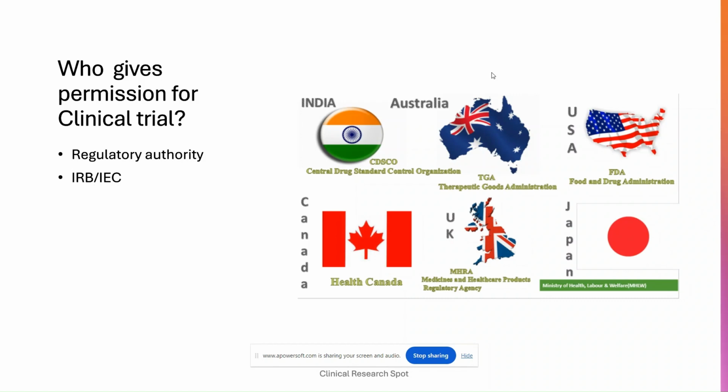And simultaneously, the sponsor needs to submit the application to the institutional review board or independent ethics committee through the principal investigator associated with the site. So both these regulatory authority and IEC approvals are required before starting any subject recruitment activities, any subject related activities in the clinical trial. Without this approval, we cannot initiate the clinical trial activities.